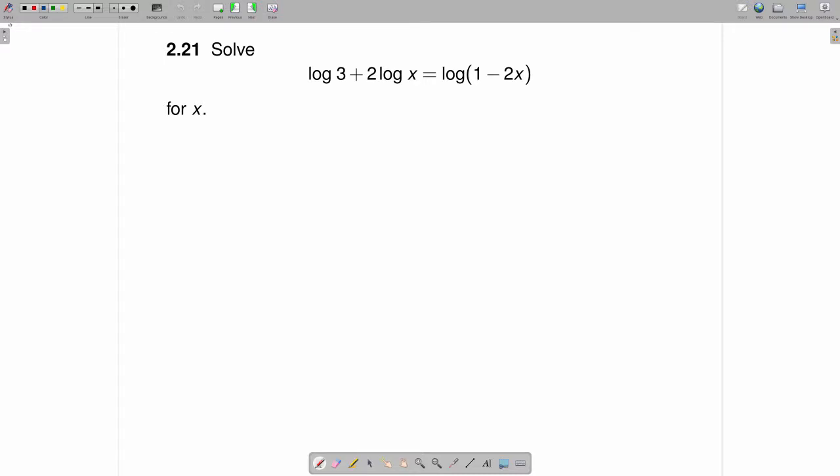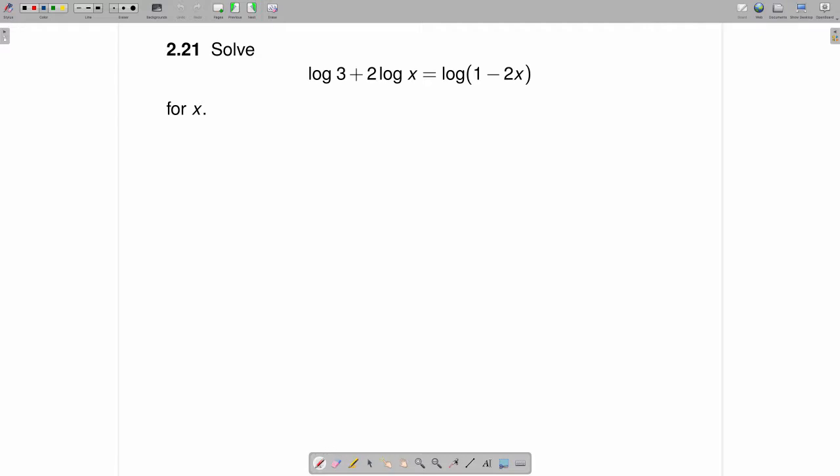Solve the log of 3 plus twice the log of x is equal to the log of 1 minus 2x for x. In this particular case, there is no base given on the logarithm, so the default is log base 10, which is the common logarithm.